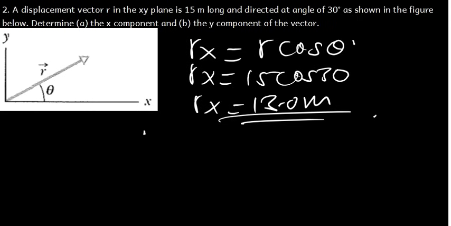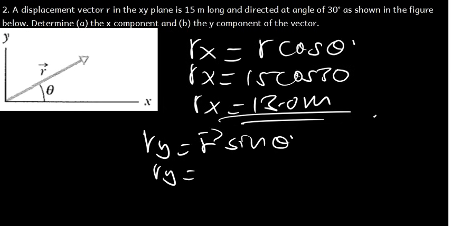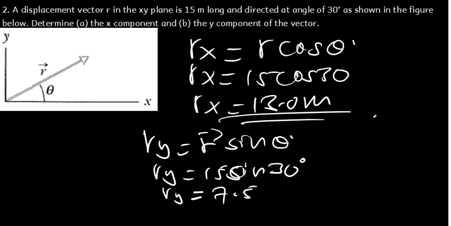To find the y component of vector r, ry is going to be equal to r sine theta. So we're going to have ry, the r is 15, then you have sine, the theta is 30 degrees. So our ry is going to be 7.5 meters. So the y component of vector r is 7.5 meters. So these are the x and y components of vector r.